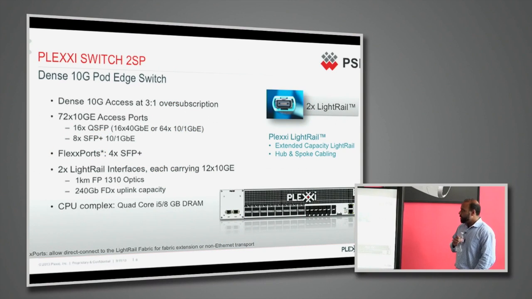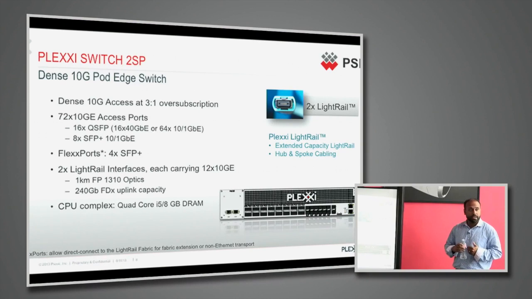So I showed you an edge switch in that first picture, but I didn't tell you what it was. That was actually what we call the Plexi Switch 2 SP. Notice our former generation of switches were called the Switch 1. This is the Switch 2. You're going to see a number of different models of the Switch 2 here, and we'll get to, at the end, the basic architecture of what the Switch 2 is. But I want to talk about this specific configuration first.